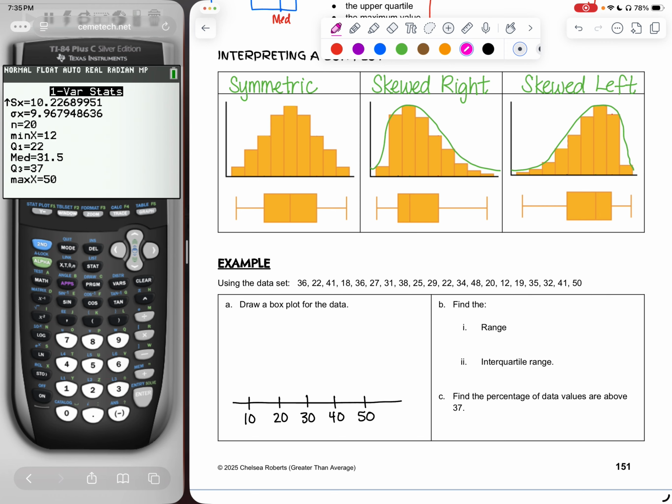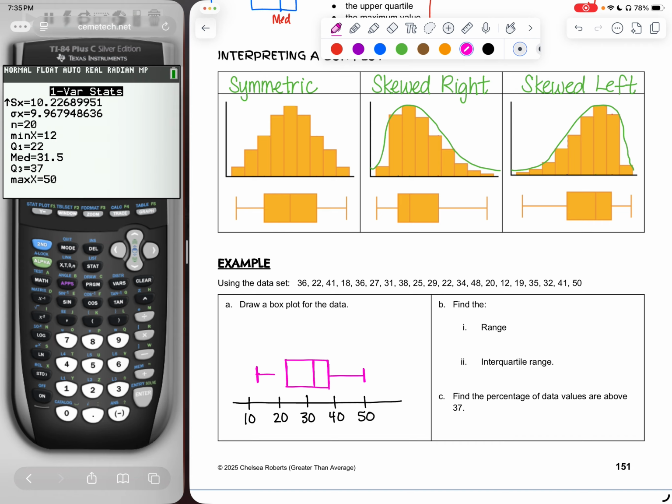I know that my minimum is at 12. So I can pretty much say my minimum is going to be somewhere like here. My maximum is at 50. It says that my Q1 is at 22, so 22 is somewhere about here. My median is at 31.5, which is somewhere around here. And then my Q3 is at 37, which is somewhere in here. It's not going to be perfect because I am drawing this by hand.